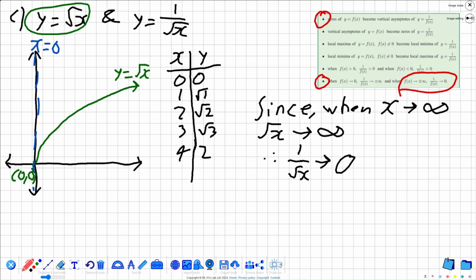So then what we can infer from this graph is that obviously we've got that vertical asymptote there. So it's going to start somewhere, and because it's approaching 0, it's going to come down and look a little bit like that. And then we can quickly label that graph y equals 1 over root x.